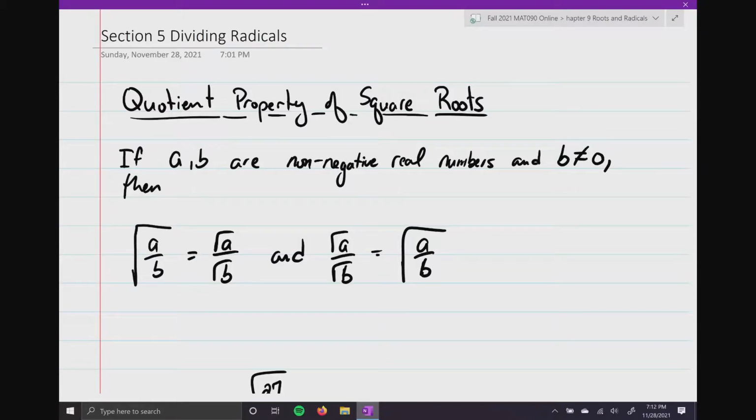All right, so Chapter 9, Section 5 deals with dividing radicals. Just like the previous section, I'll start off with the big property that we're going to be using, which is the quotient property of square roots, which basically states that if a and b are non-negative real numbers, and b does not equal 0, because remember we don't want a 0 in our denominator, then we have the following here.